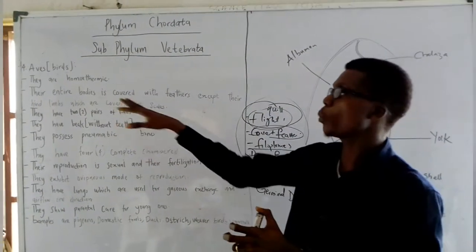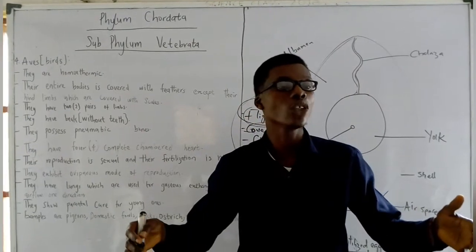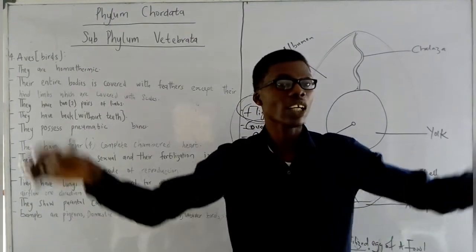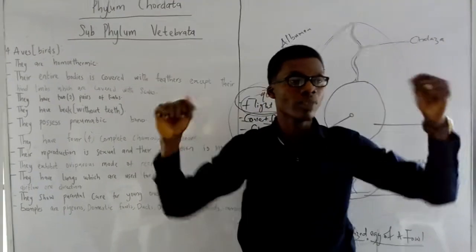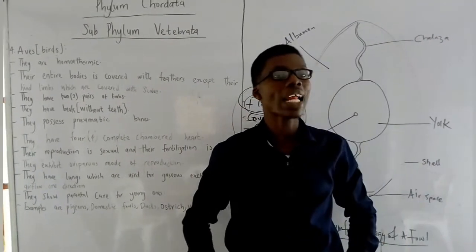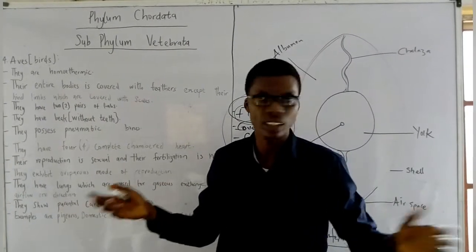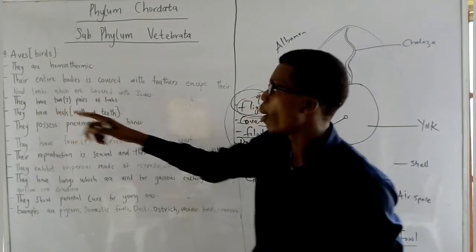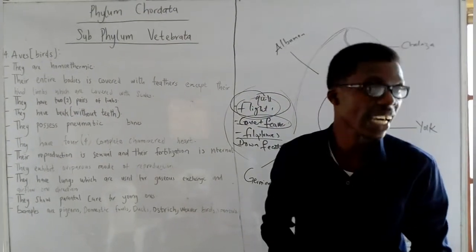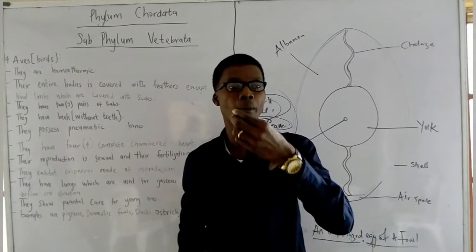Now they have two pairs of limbs. Even though they only use two to walk, they use the second pair for flight. So they have upper limb, which is modified to what? Wings for flight, and lower limb, which is modified for what? For standing when they land from their flight. Now let's move on. They have a beak without teeth. Yes, they have a beak. That's what they use to feed.